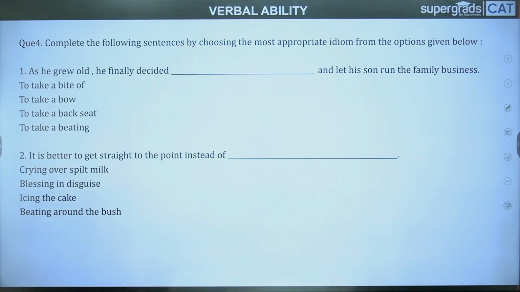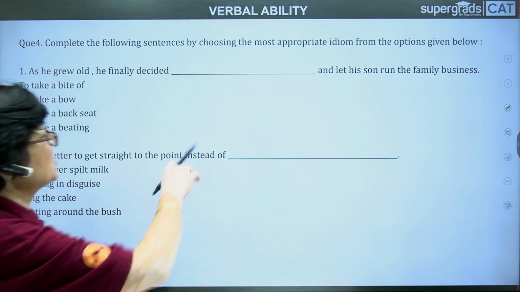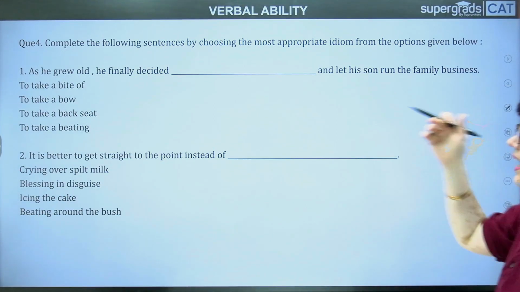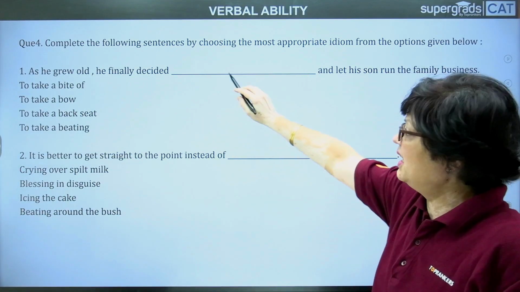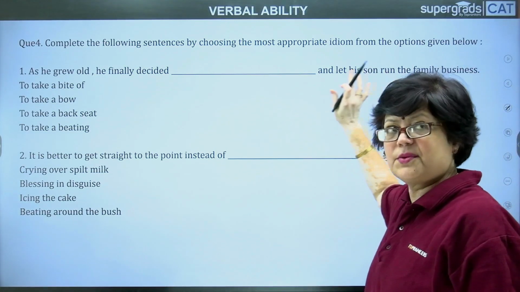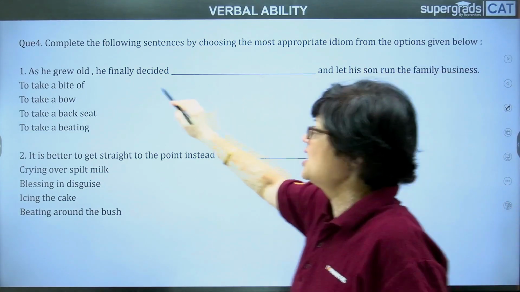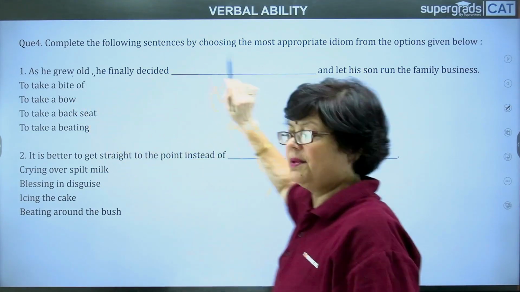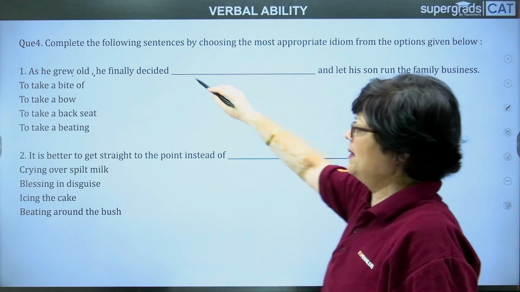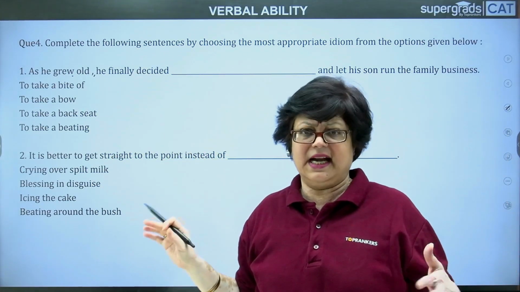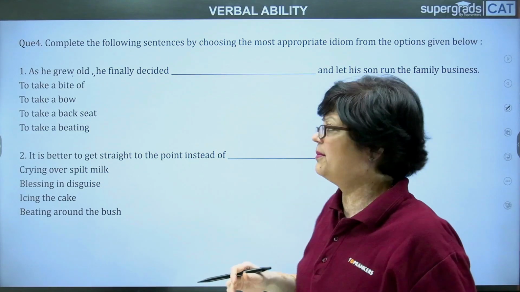As he grew old, he finally decided to dash and let his son run the family business. Now, this is very clear that the person is growing old, so he wants to hand over the family business to his son, and maybe he himself wants to rest. He himself does not want to play an active role. Okay, so let us examine the options.